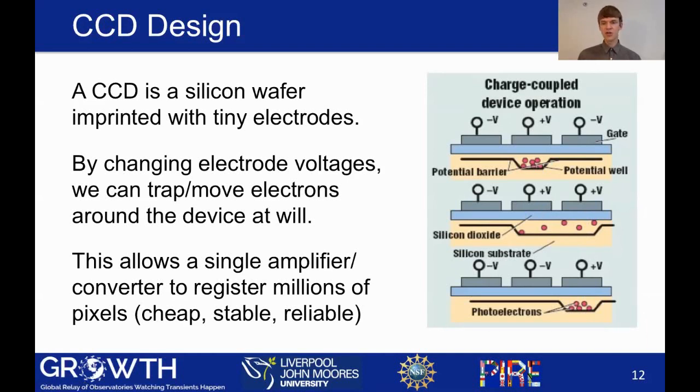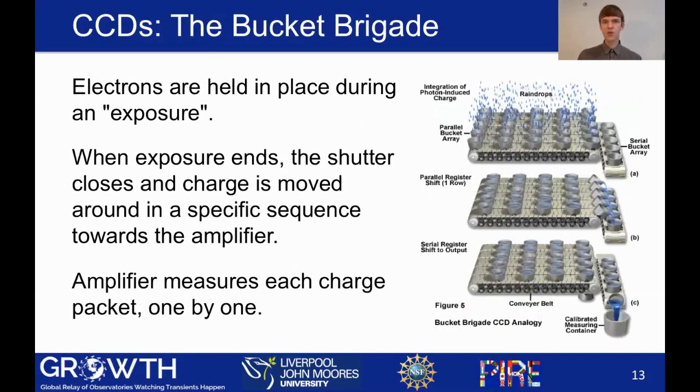This allows us to have only a single amplifier system, because this is the most expensive part of the device, to register millions of different pixels. And this is cheap, stable, and reliable, and this is why CCDs are so ubiquitous in the subject. The way this works is often analogized as a bucket brigade. In this analogy, each pixel on the device can be thought of as a bucket that collects raindrops during a rainstorm. The rainstorm begins when the shutter in front of the detector opens to the night sky, and photons begin to stream in through the telescope onto each pixel on the device.